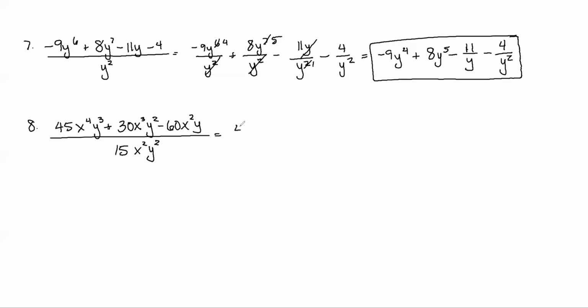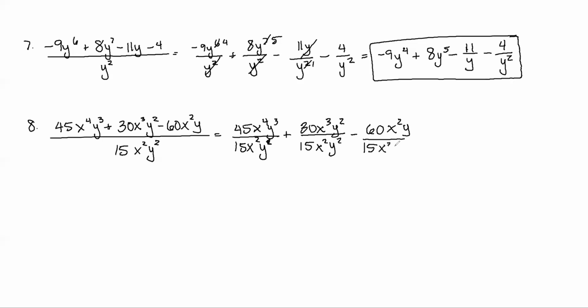So we have 45x to the 4th y cubed over 15x squared y squared, plus 30x cubed y squared over 15x squared y squared, minus 60x squared y over 15x squared y squared.